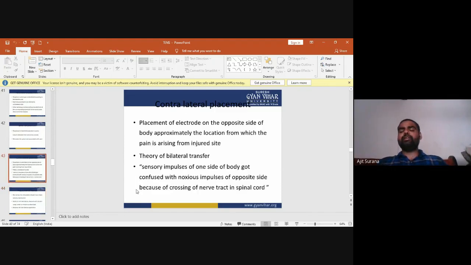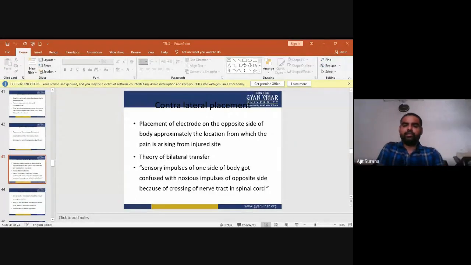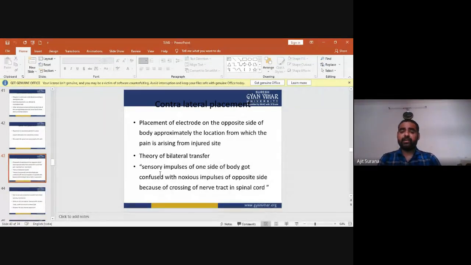Now the next and last one is the contralateral placement. In contralateral placement, we place the electrode on the opposite side of the body, approximately at the location from which the pain is arising on the injured side.